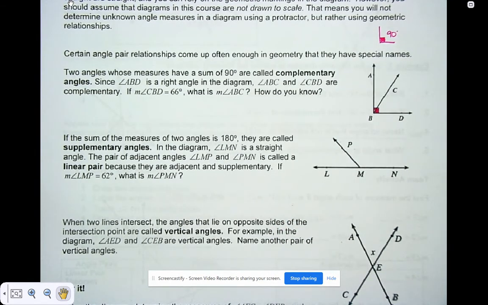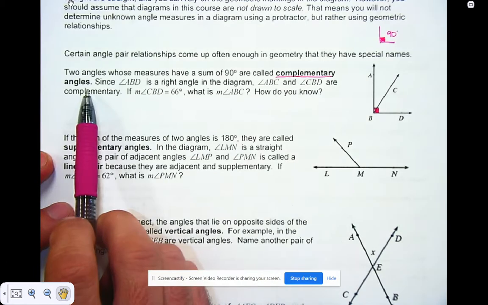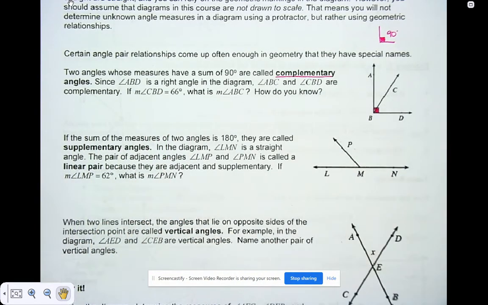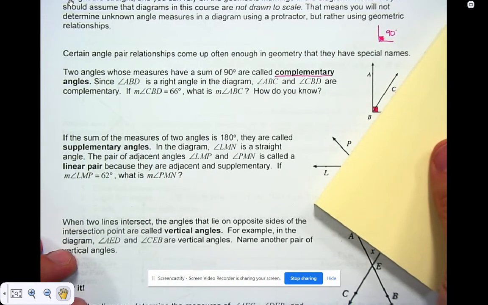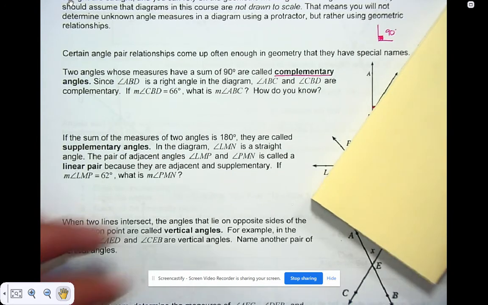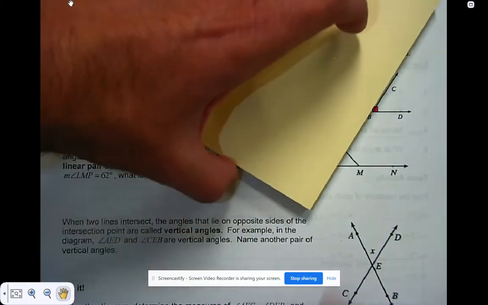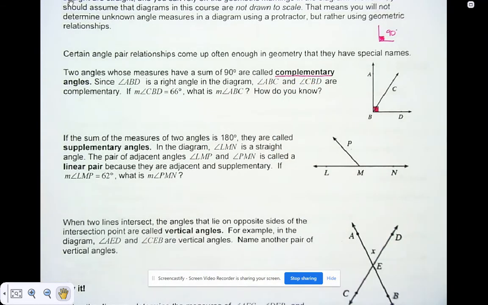Now, 90 degrees is important, right? If you try to build a house, or anything, a window, you need your corners to be 90 degrees or the house is going to look pretty jacked up. So this word complementary just means that angles add up to 90 degrees. If I cover this angle up and look at angle ABC, and you take angle ABC and add it to the other angle, CBD, it makes a right angle. That is what complementary means. It's real simple stuff.